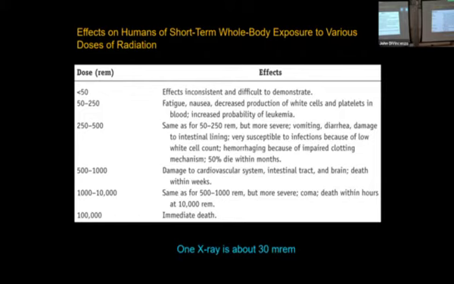Get up to 50, you have inconsistent results. Some people might be affected, some people won't, just like anything. Some people exposed to something have an allergic reaction, others don't, or have a toxic effect and others don't. So biochemistry varies, that's clear. But once you get up into these ranges, everyone is being affected, and then you get to levels with significant problems.